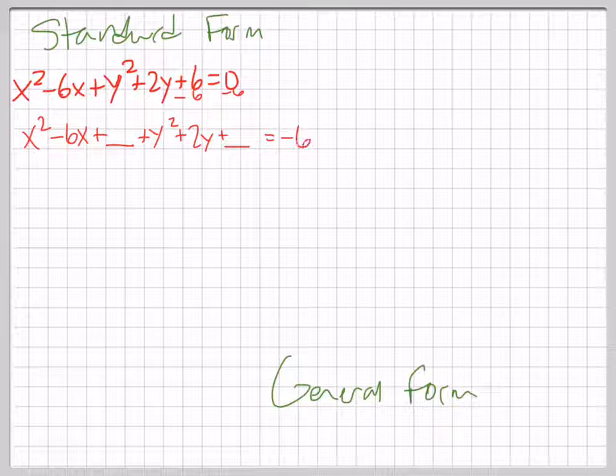Equals negative 6. Now, if I'm going to add something to the equation, so notice I put those blank spaces there, I also have to add it on the other side here, okay, so plus something, because a good mathematician balances out the equations. And so what I do in order to go from standard form to general form, I organize the variables, I make those blank spaces, and now I need to complete the square.